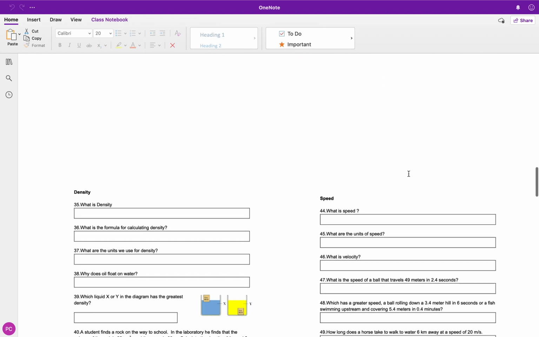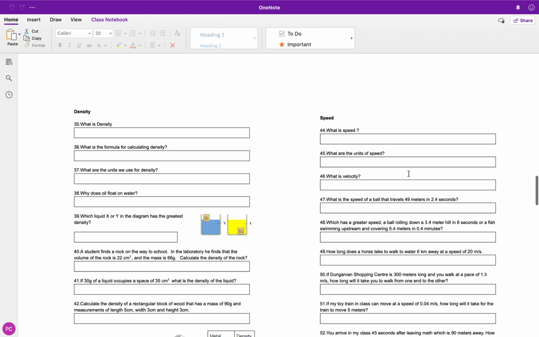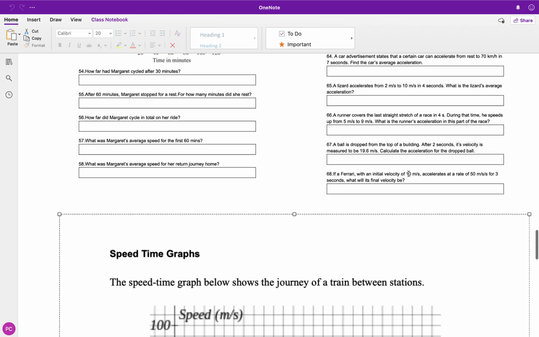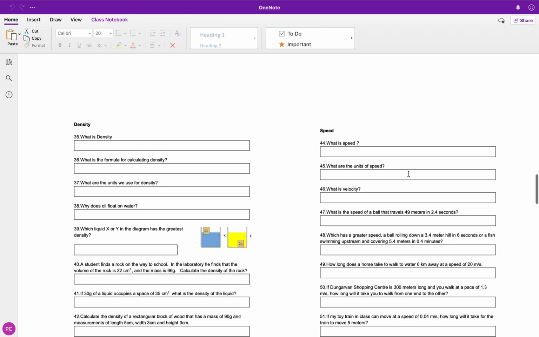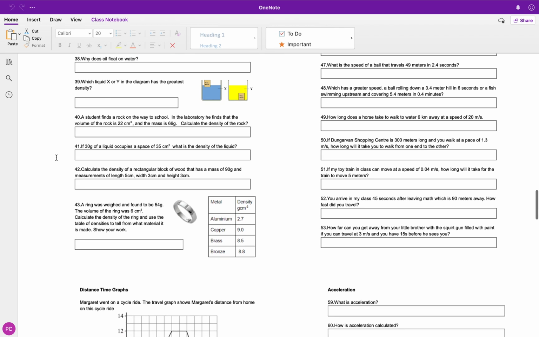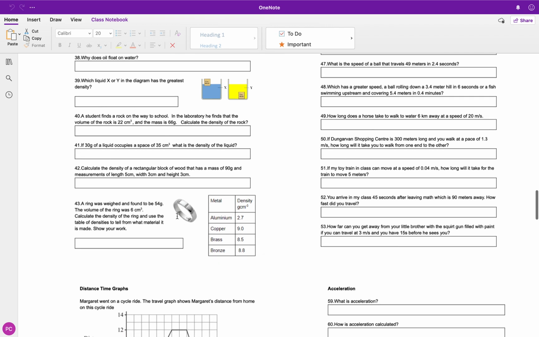Now, what I've done here is I've put in a good few questions for you, okay? So there's ones on density, ones on speed, and ones on acceleration. There's a couple of graphs here that I want you to take a look at. A lot of them are out of the notes. What's density? What's the unit for density? Why does oil float in water? All straight out of the notes. And a couple of calculations for you to try.